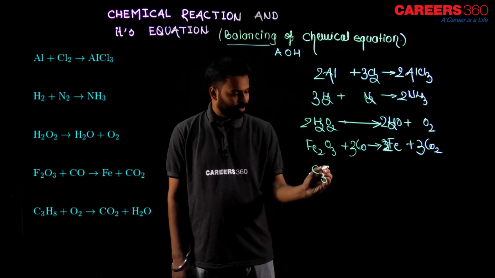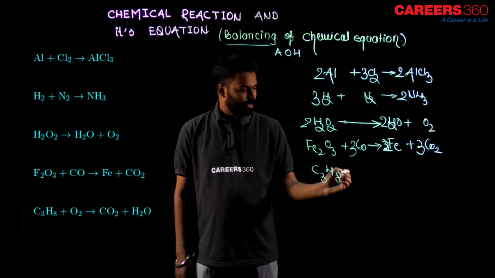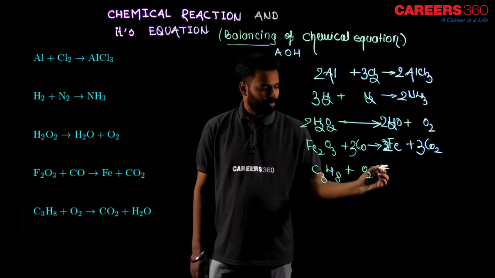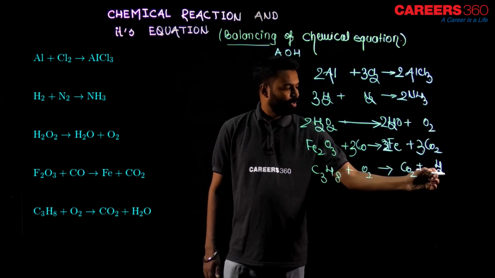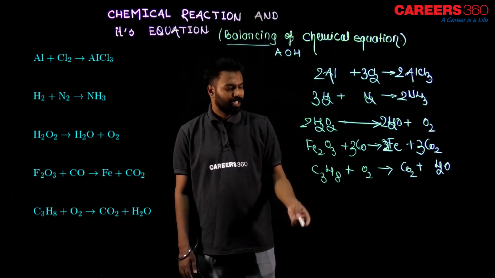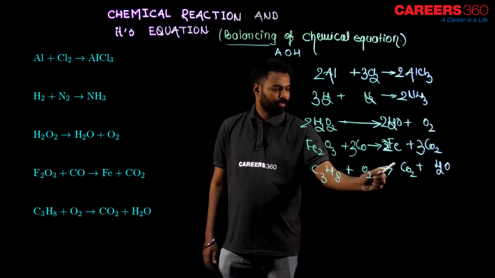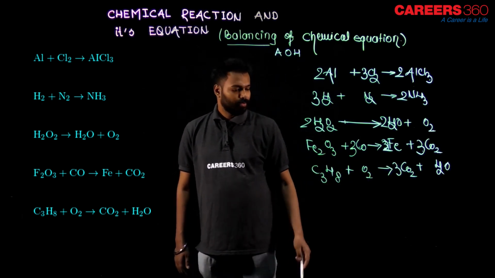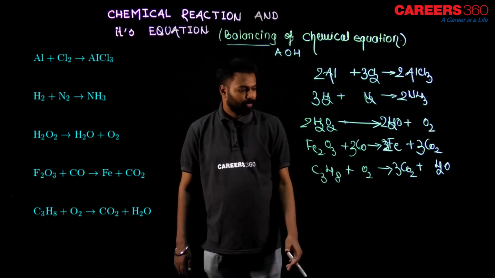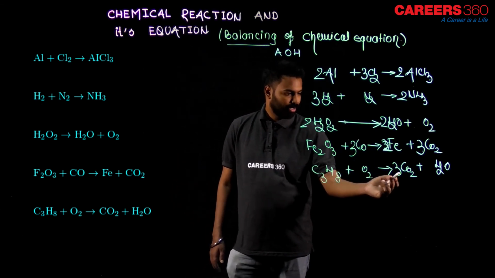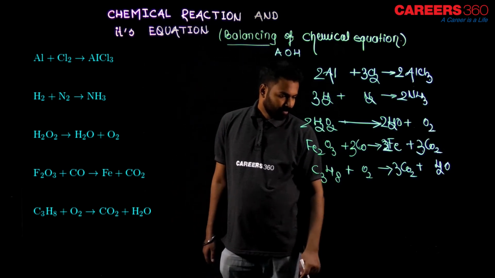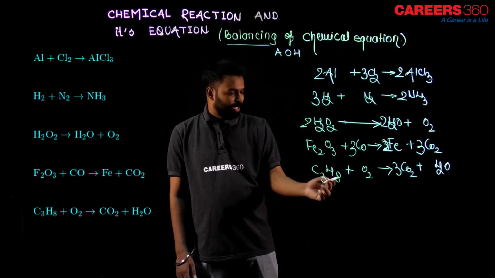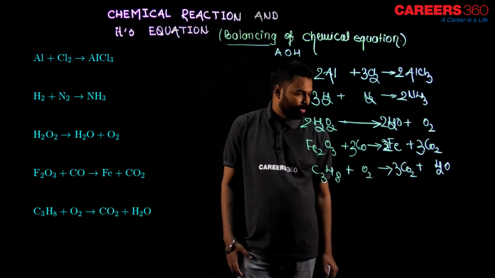C3H8 plus O2 gives CO2 plus H2O. Okay, how many carbon? 3 carbon. Here 1 carbon, right? 3. So 3 carbon balanced. Oxygen, how many? 2 here. Here 6 and 1, 7. Okay. And hydrogen, 8 hydrogen. Here is 2 hydrogen. Okay.